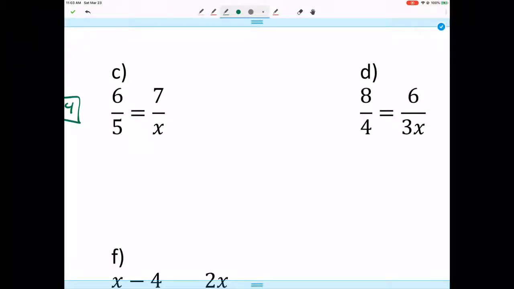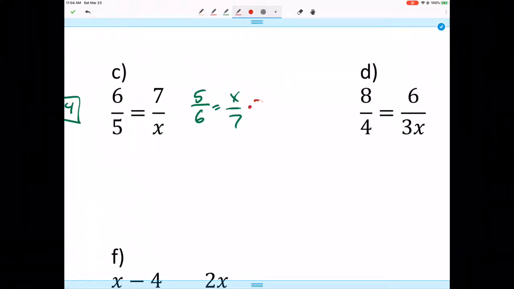All right, C, now we have an x on the bottom. One of the easiest things you can do whenever you have x in the denominator is flip both sides, so that we'll have 5/6 equals x divided by 7. You could prove that they are still equal. This is just kind of a shortcut. If you really wanted to, you could multiply both sides by x, and multiply both sides by 5, and you would still end up getting the same thing.